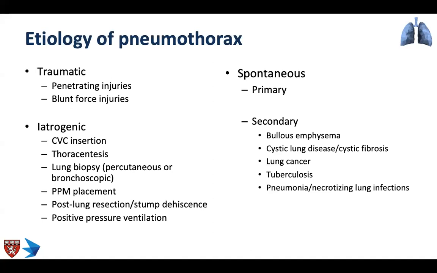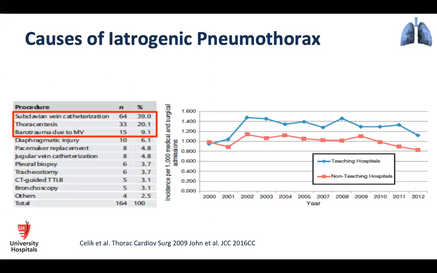Traumatic, then you have spontaneous and secondary spontaneous. So the most common cause of iatrogenic pneumothorax in hospital settings is subclavian venous catheterization. The rate is almost double the rate of IJ-related pneumothoraces, and even thoracentesis for that matter.